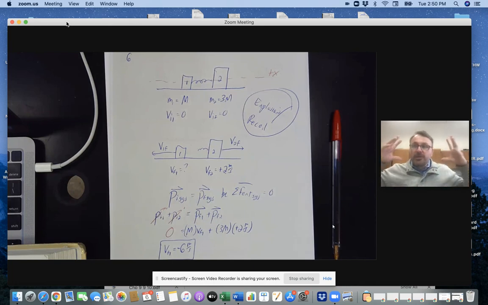So for conservation of momentum, it only matters whether the forces are internal or external to the system, whether they're between the members of the system or not between the members of the system. For energy, all that matters is the nature of the forces. Are those forces conservative or non-conservative?